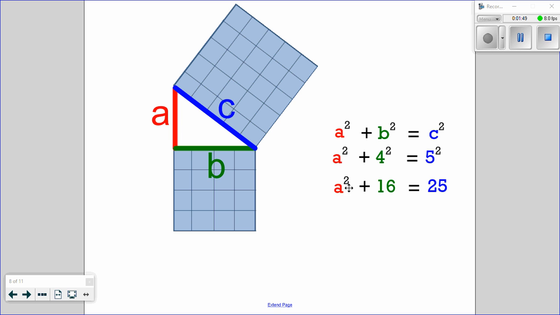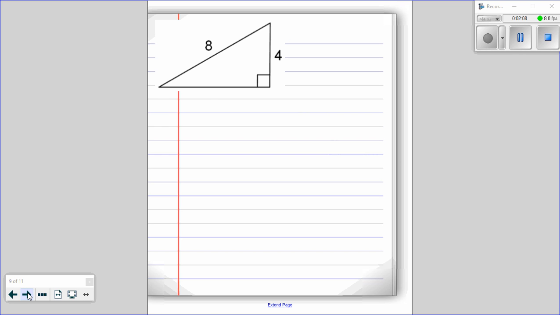Now it gets a little tricky. We want to isolate the variable a all by itself, so we're going to have to take away 16 from both sides. That's going to give us a squared equals 9. We don't want a squared, we want a. Take the square root of both sides, and we get a equals 3, which is what we know it should be.